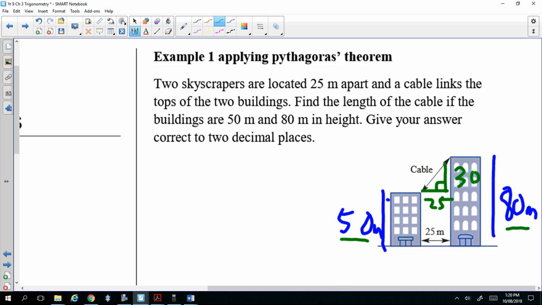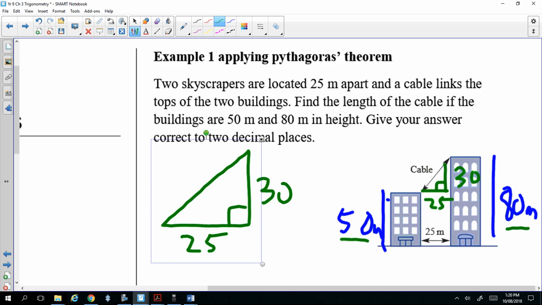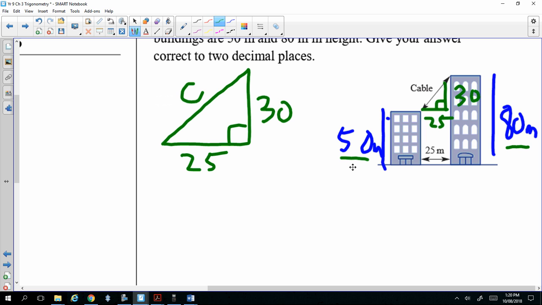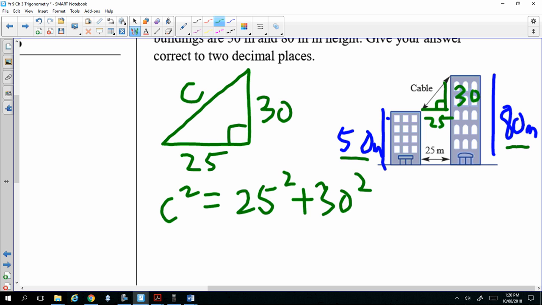It's an easy way to draw a diagram. Let's do that. So you got 25. Let's use C for cable. So you write C squared equal to 25 squared plus 30 squared. All right, so we use Pythagoras.